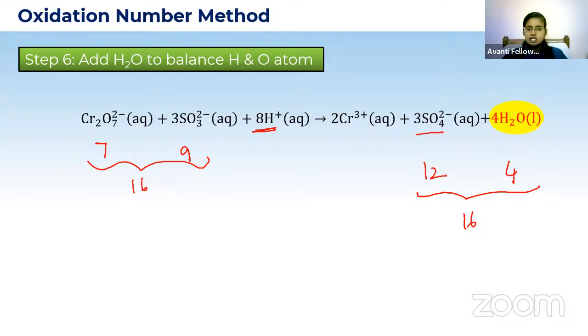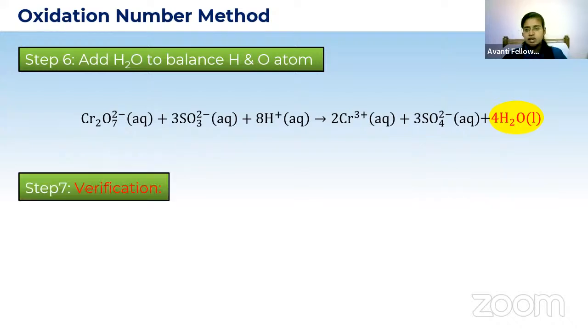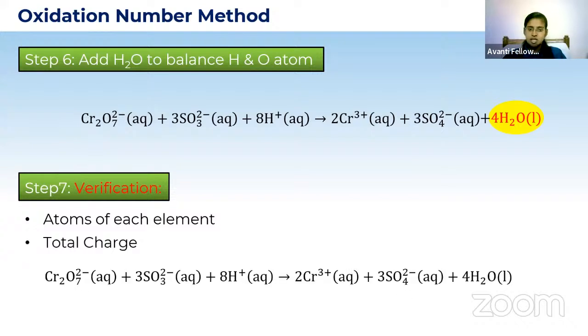And at last you can do the verification. How can we do the verification? Find out the atoms of each element. Check whether all the atoms are balanced. Then check if the total charges are balanced. Okay. So if both are getting balanced, then your final reaction is the answer for the given question.